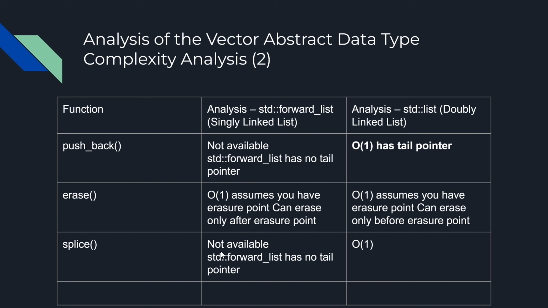Splice. Not available, forward list has no tail pointer. Splice is O of 1.